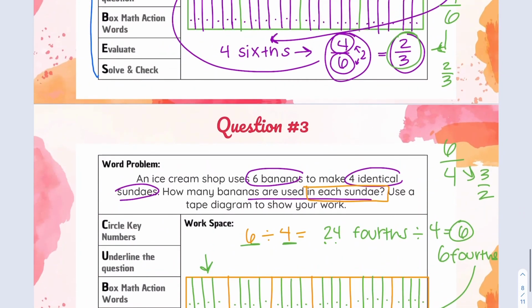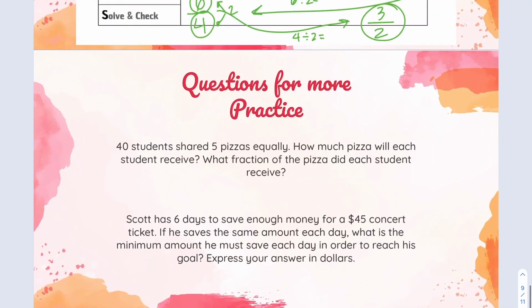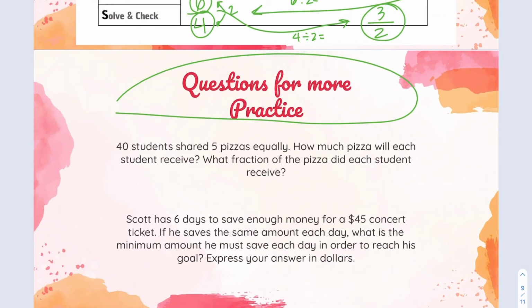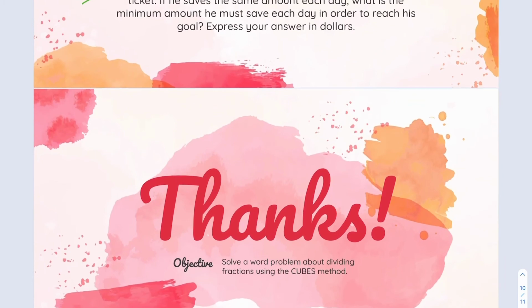All right, so continue to look for those patterns so that it will help you understand division more and also to make it even simpler for you. So if you do want more practice, I did link this here. Here are 2 questions and I'll read them out loud to you. 40 students shared 5 pizzas equally. How much pizza will each student receive? What fraction of the pizza did each student receive? And then Scott has 6 days to save money for a $45 concert. If he saves the same amount each day, what is the minimum amount he must save each day in order to reach his goal? Express your answer in dollars.